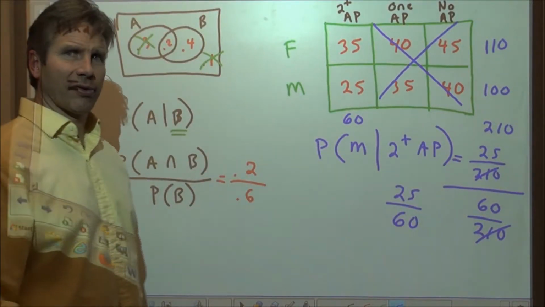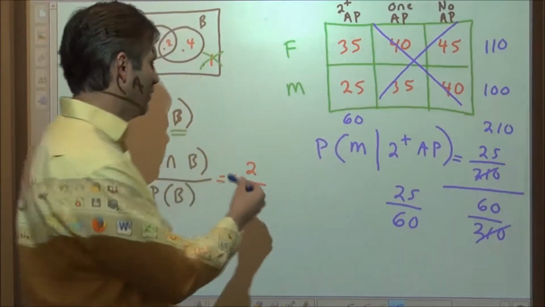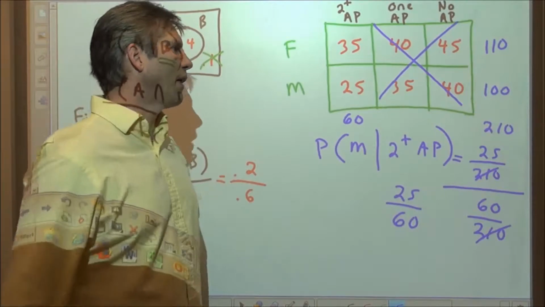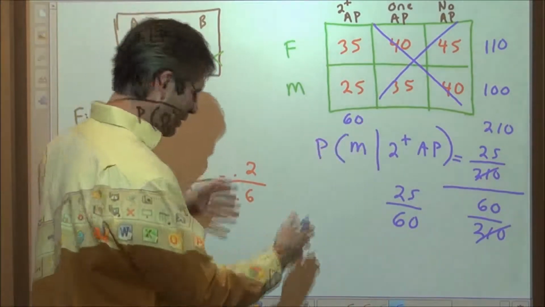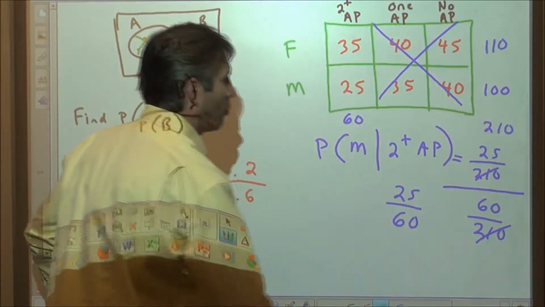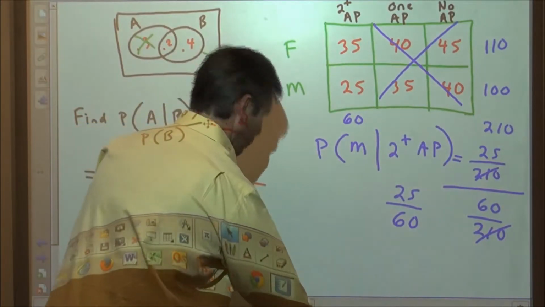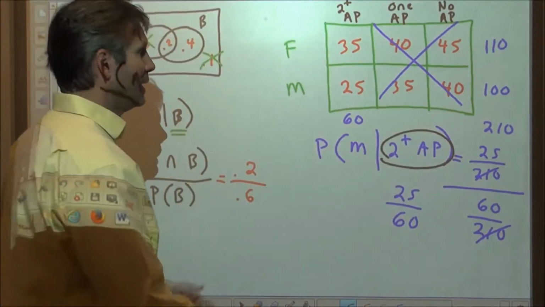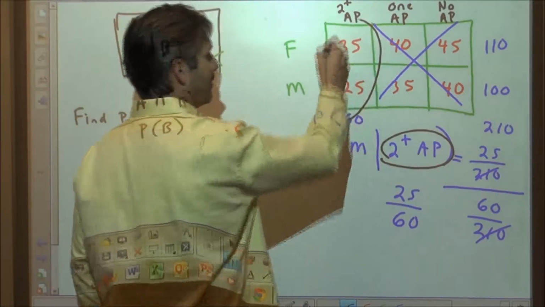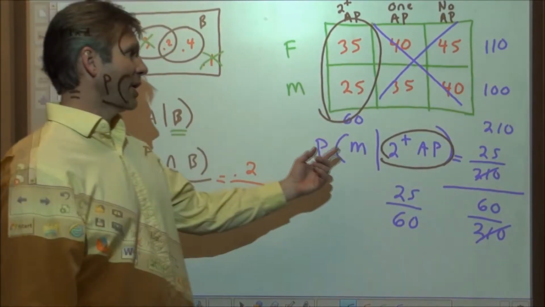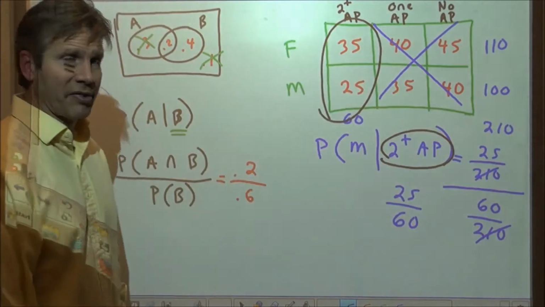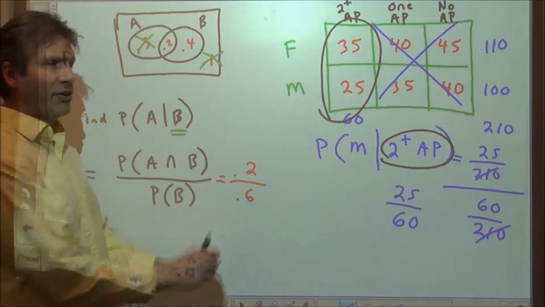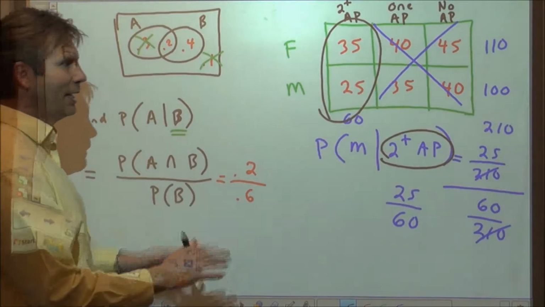So you want to be versatile. You'd like to be able to do it both ways, using the formula and shrinking the sample space. But I think it's hard to argue with the fact that if you just shrink the sample space down to what you're told occurred, which in this situation was a person had 2 or more AP classes, then you're just down to these 60 people right here. And the probability you get a male out of that is 25 out of 60. So in my opinion, whenever you can shrink the sample space and do it more concisely that way, I think you're better off.